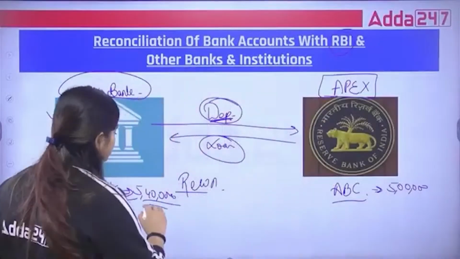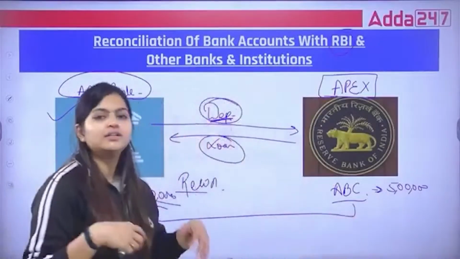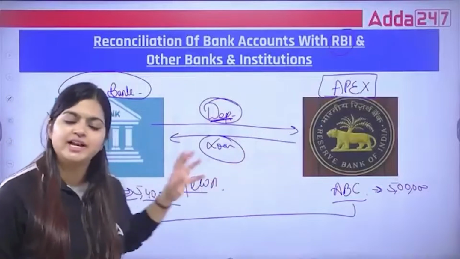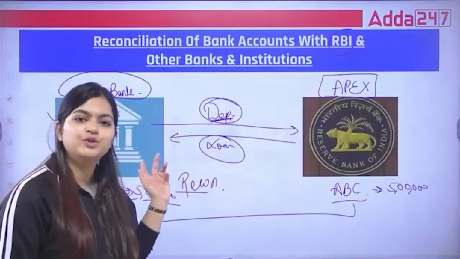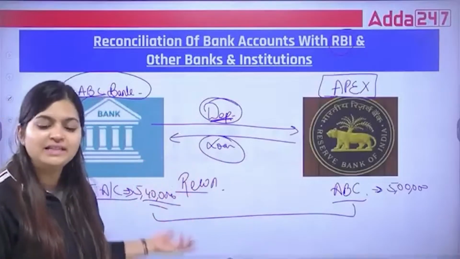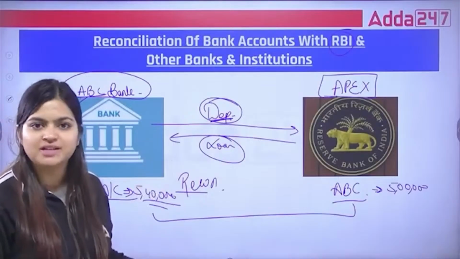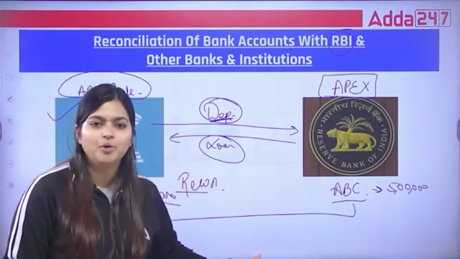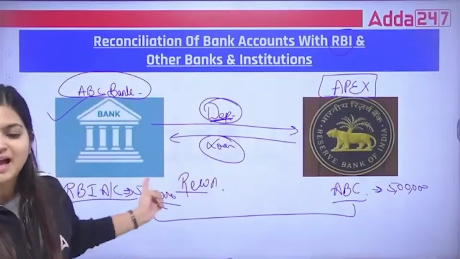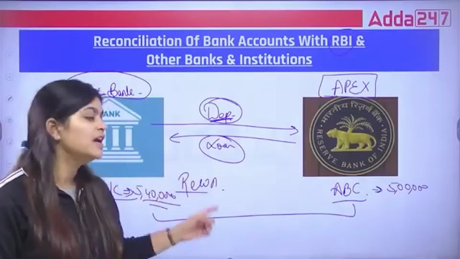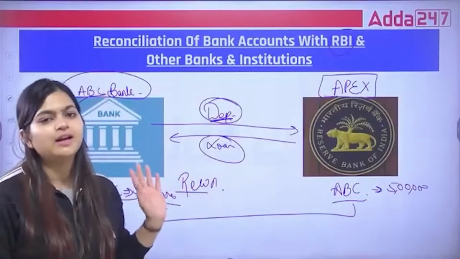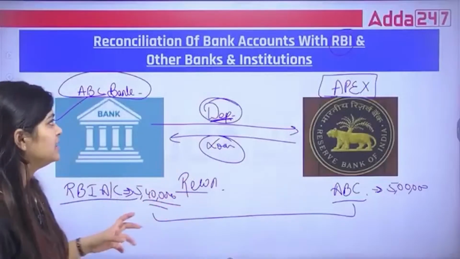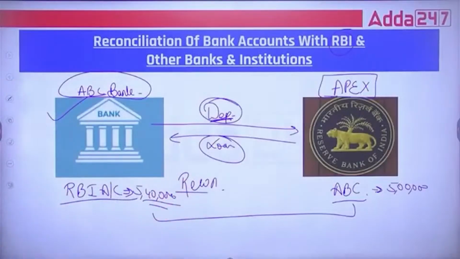That might be because you have not given the amount till now and you have passed the entry, or RBI issued the loan, or RBI gave you the amount back, but you have not maintained or clearly identified the transaction. So there are many points through which you can see the difference, and as soon as you identify the difference, you are going to reconcile this 5 lakhs with the bank and with the RBI. So this is about the reconciliation of banks with RBI and other banks and institutions.